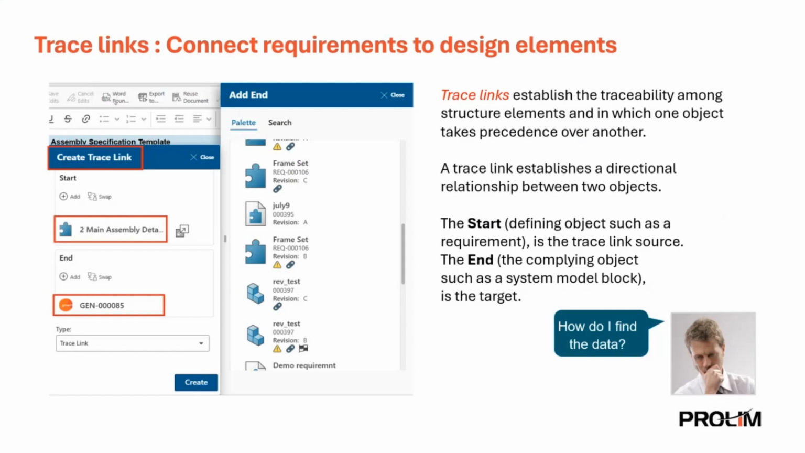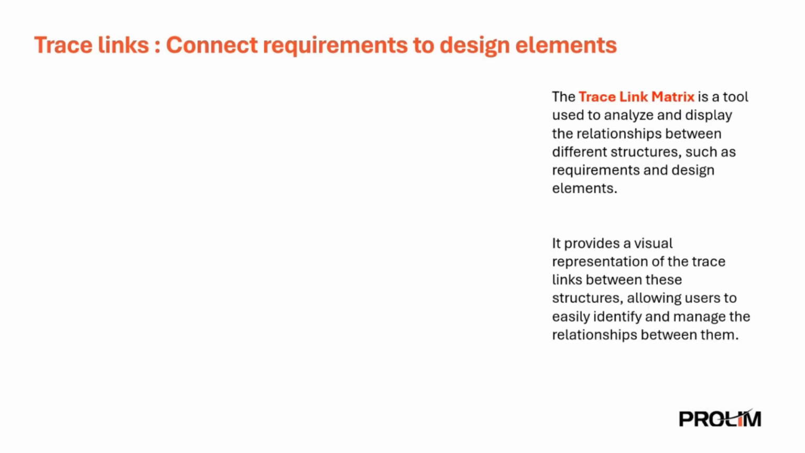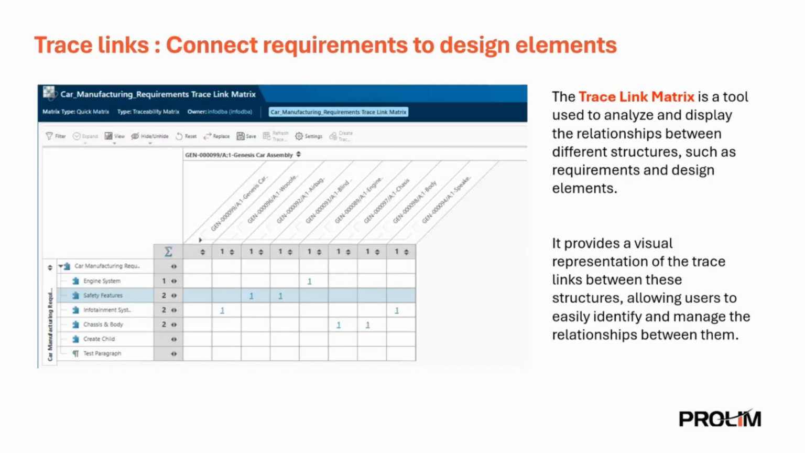Going back to the presentation, that's how the trace links establish the traceability among different objects, in which one object takes precedence over the other. So in the context of requirements management, a trace link matrix is a table or a grid that displays the relationships between requirements, which allows users to track and analyze the connections between them. It enables users to create trace links between requirements, system models, and many other objects. It provides a clear understanding of how requirements are related and how they impact each other.